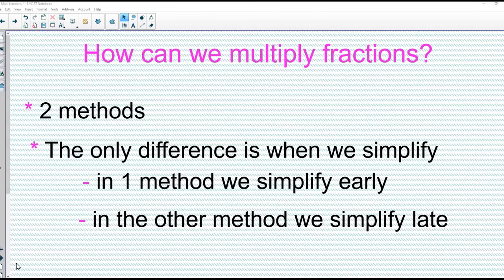But there's a couple major things I want you to think about as we go through this today. I'm going to show you two different methods, and they are almost identical with one small change. The difference is when we simplify. In the first method, we simplify late, and in the other method, we simplify early in the problem. Other than that, everything else is going to be exactly the same.